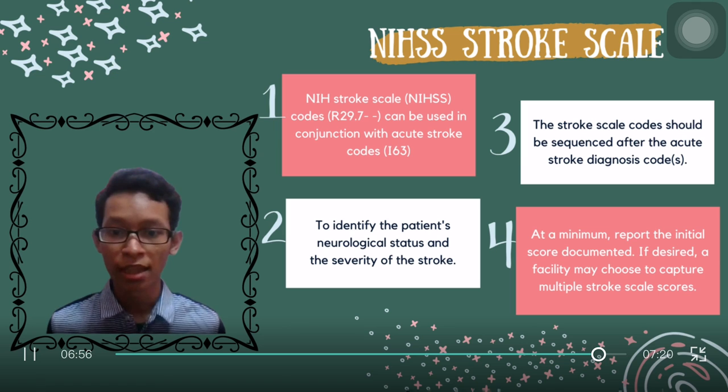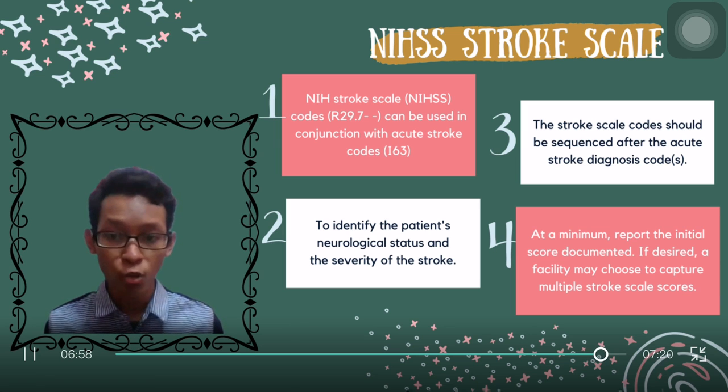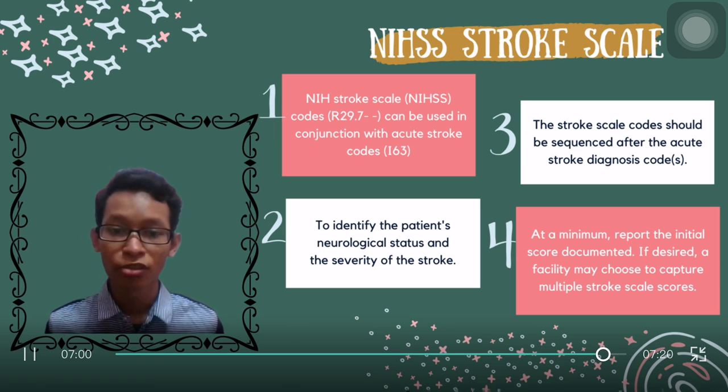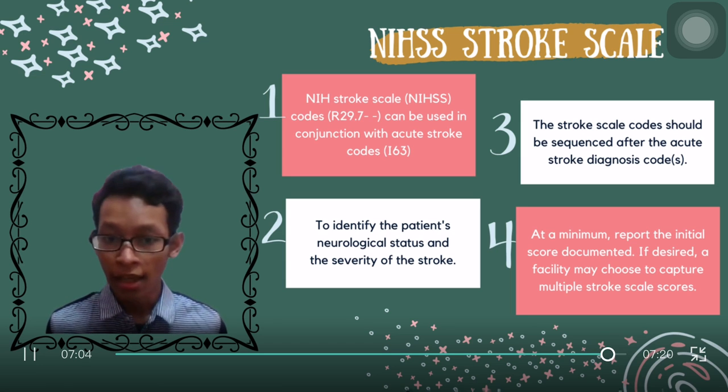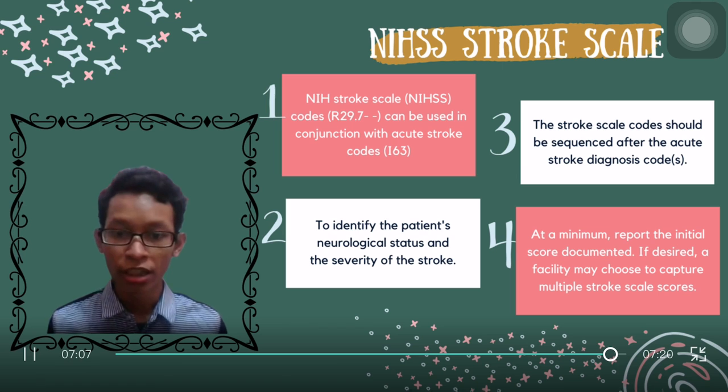The stroke scale codes should be sequenced after the acute stroke diagnosis codes. At a minimum, report the initial score documented. If desired, a facility may choose to capture multiple stroke scale scores.